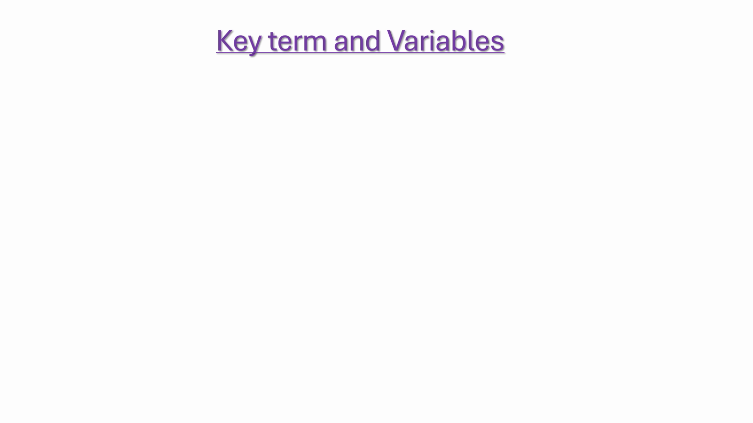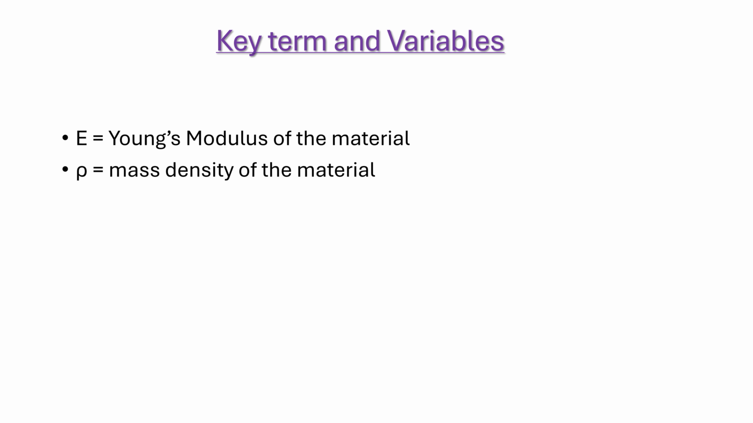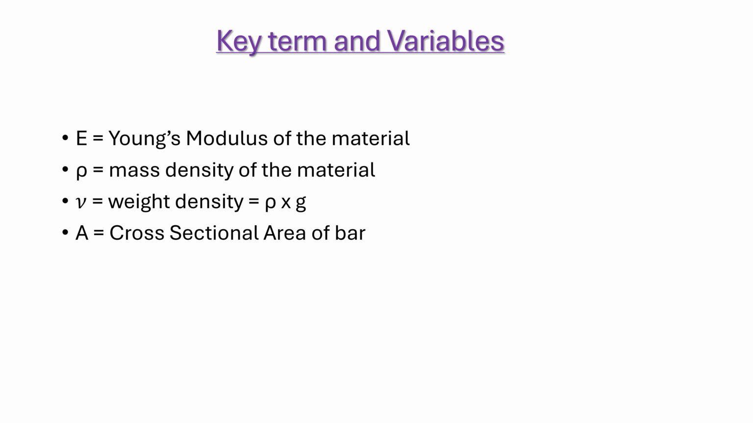Before we jump into deriving the formula, let us quickly define the key terms and variables we will be using. First, E represents the Young's modulus of elasticity, which tells us how stiff our material is. Next, rho is the mass density of the material. If we multiply mass density by acceleration due to gravity, we get nu, which is our weight density or specific weight. Finally, A is the uniform cross-sectional area of our prismatic bar.